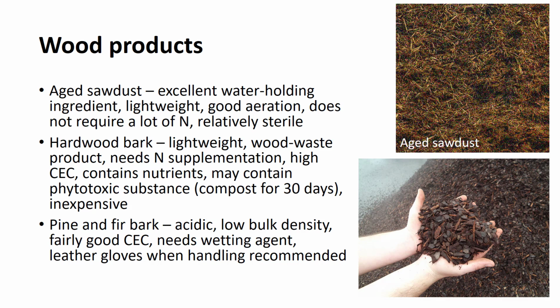It is lightweight and has good aeration porosity. It does not require the addition of large quantities of nitrogen to support microbial development, and it is relatively sterile. Hardwood bark, maple, cherry, oak, cottonwood, etc., is a lightweight wood waste product, which when supplemented with nitrogen makes an excellent organic ingredient for the production of container-grown plants. It may be used alone or in combination with sand.